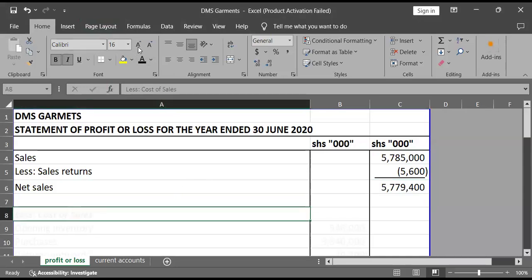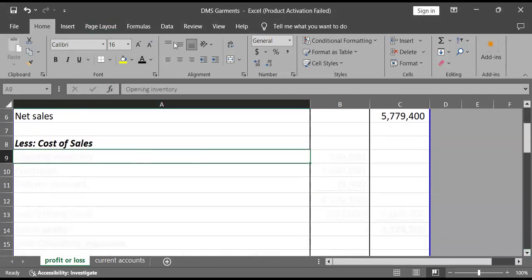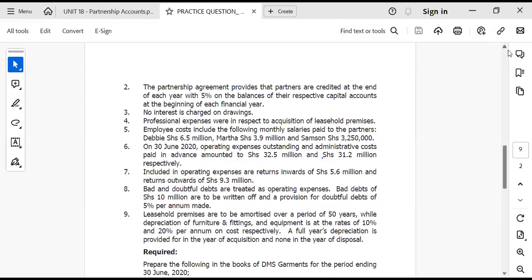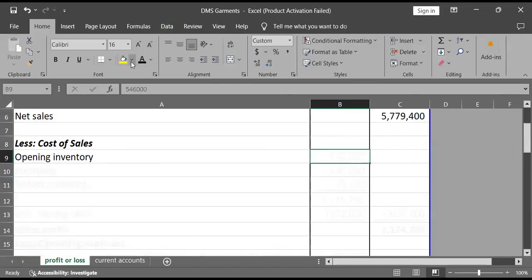We are going to next get our cost of sales. We know our cost of sales is equal to opening inventory plus purchases minus closing inventory. That's the basic. So how much is our opening inventory? I'm going to go back to the question and see. Might have mentioned it up here. Opening inventory is 546. I'm going to add it there.